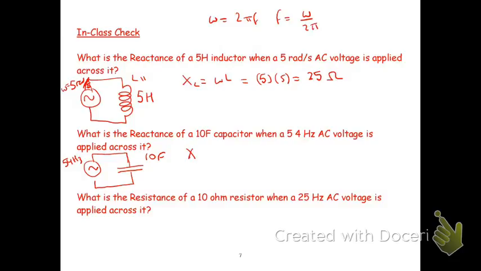What's the equation for XC? It's 1 over omega C. Omega is going to be equal to 2 pi times 54 times C, and C was 10. So I'll get my calculator, and I go 2 times pi times 54 times 10, enter. And then don't forget to flip it.